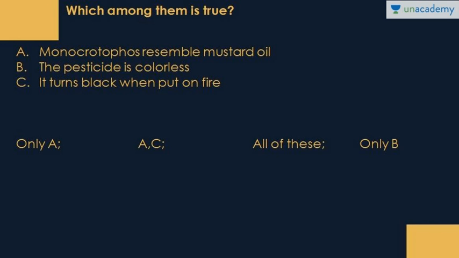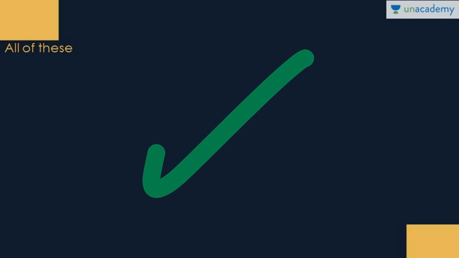Next, which among them is true? A. Monocrotophs resemble mustard oil. B. The pesticide is colorless. C. It turns black when put on fire. So one thing you can make out of it is that yes, they do resemble mustard oil. As I previously told you, the tragedy took place in a school. While cooking, they thought it must be mustard oil, but actually they picked up monocrotophs, which are used as insecticides on sugarcane. If you look at B, the pesticide is colorless, but it turns black when put on fire. So the cooks became aware of it, but still no appropriate action was taken and the poisoning spread. So the correct answer to this question is that all of these are correct.